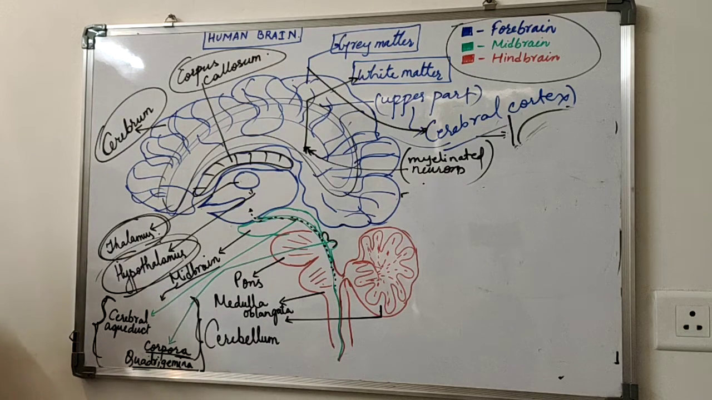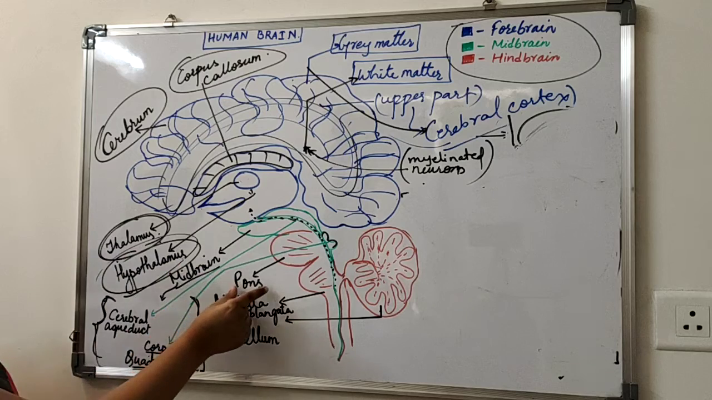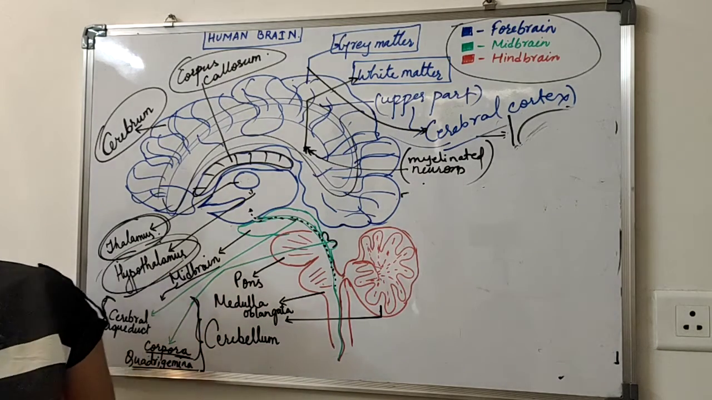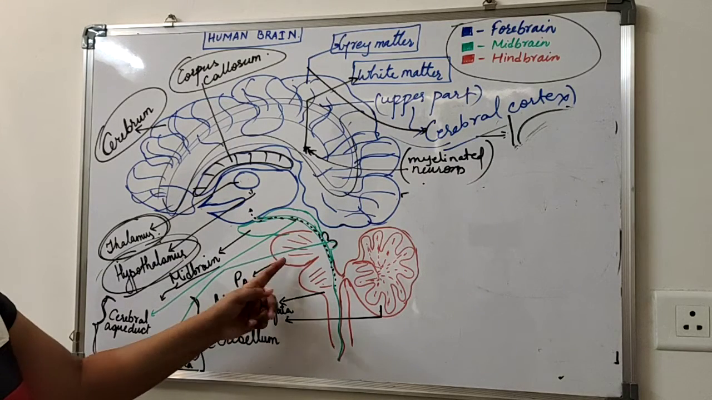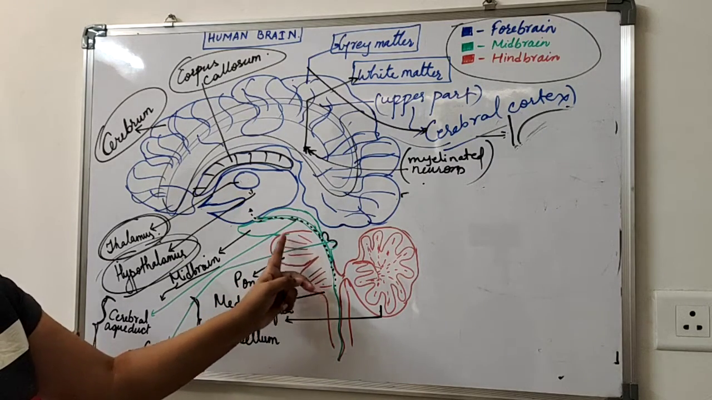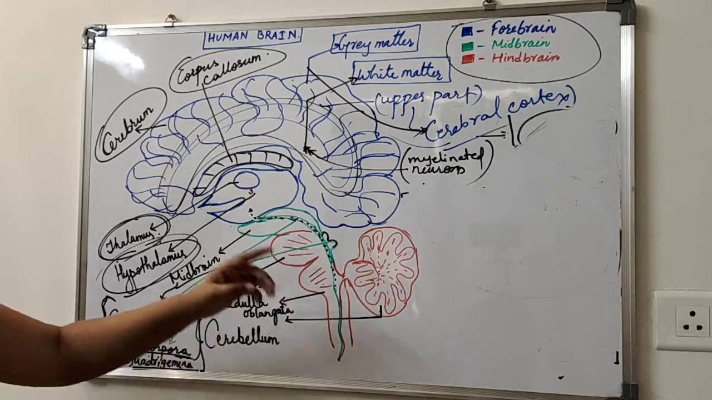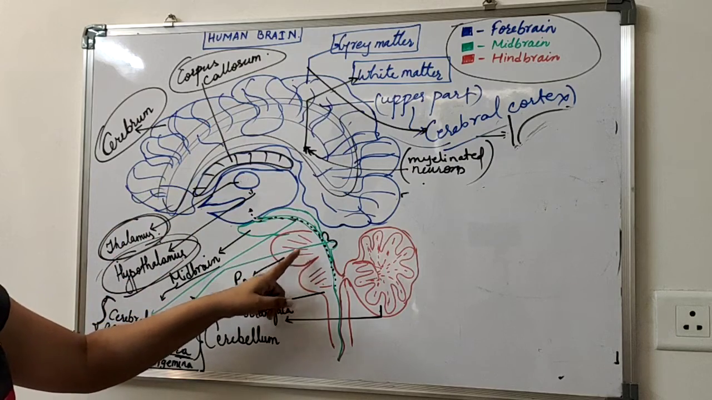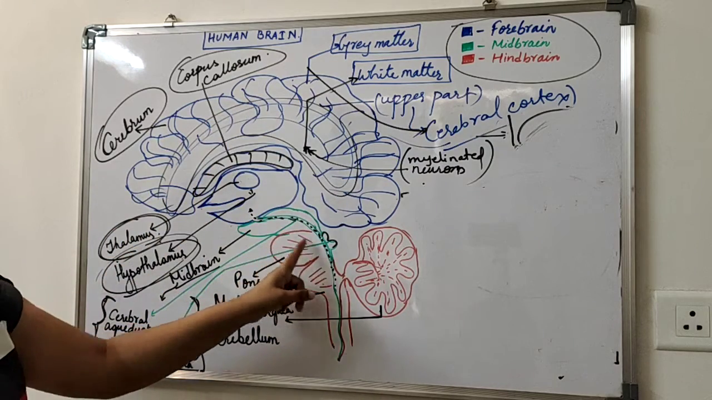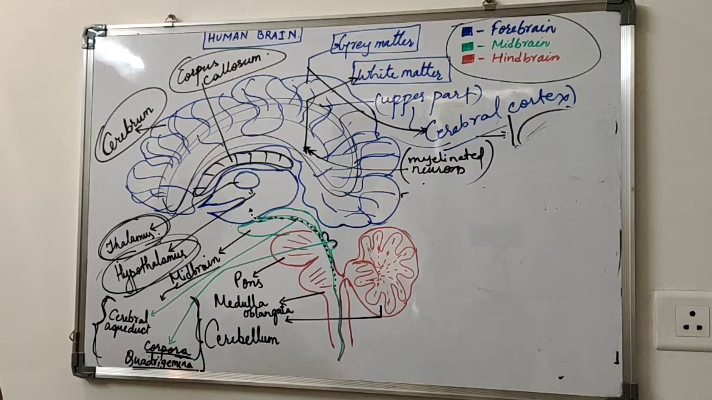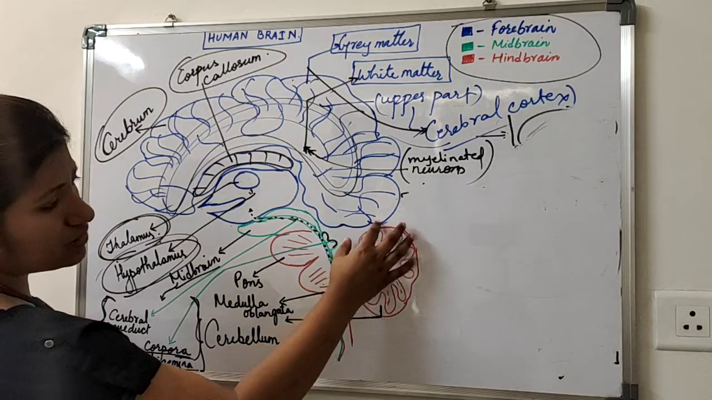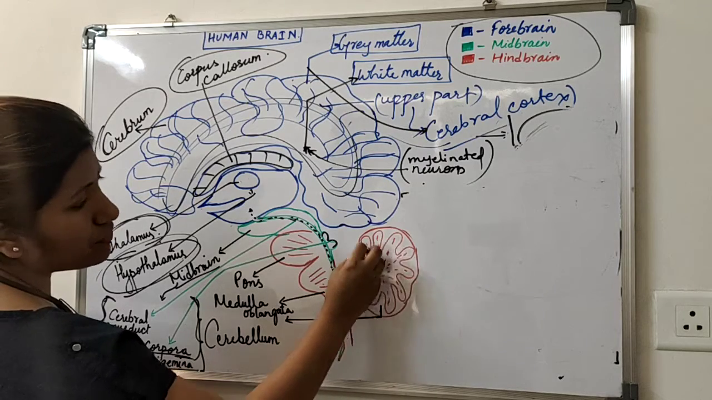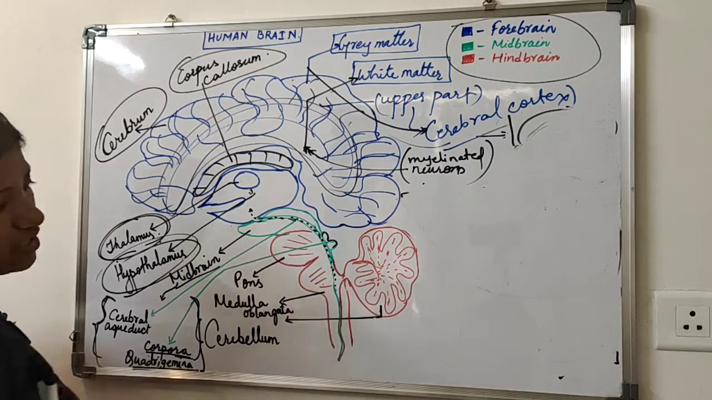And coming to the hindbrain, the red portion which are labeled as pons, medulla oblongata and cerebellum, these are part of the hindbrain. Now pons contains lots of fibrous tracts which connect with the rest of the brain. This pons interconnects with the rest of the brain through the fibrous tract present in it. And the cerebellum is the largest part of this hindbrain, where the number of neurons is more compared to the other parts of the hindbrain.